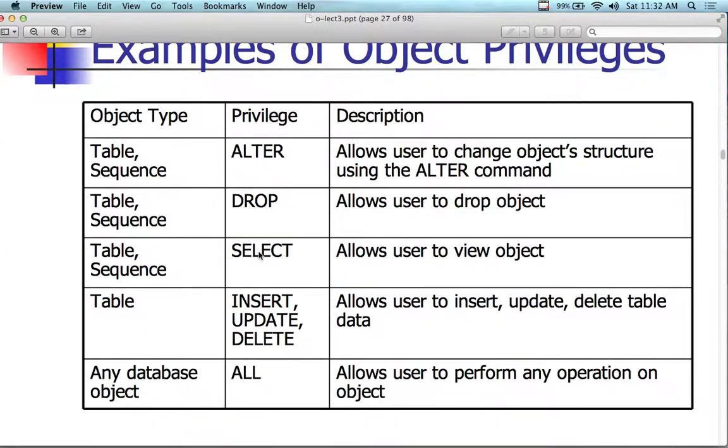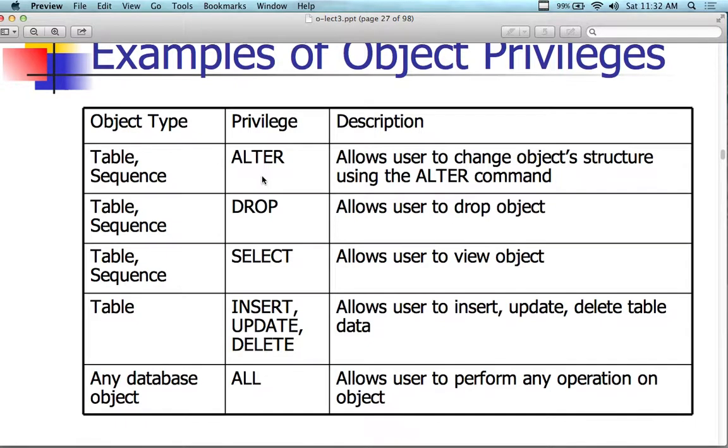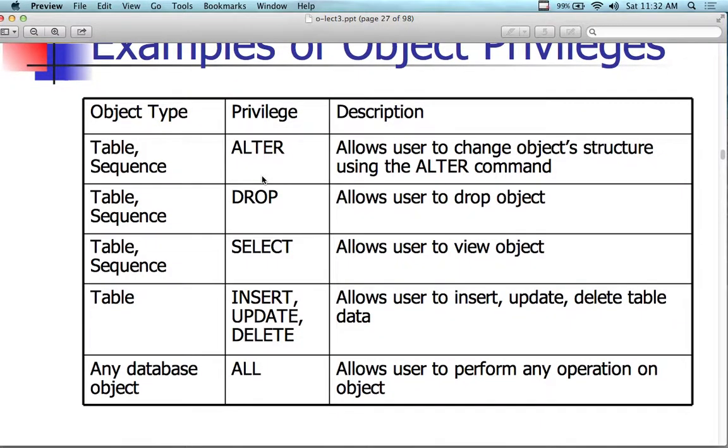So what are these privileges? Here's some examples of some object privileges that you find in Oracle. The privilege might be alter, drop, select, insert, update, delete. Or you might have the all privilege. It's kind of dangerous, but it performs an operation on any database object, and basically any operation.